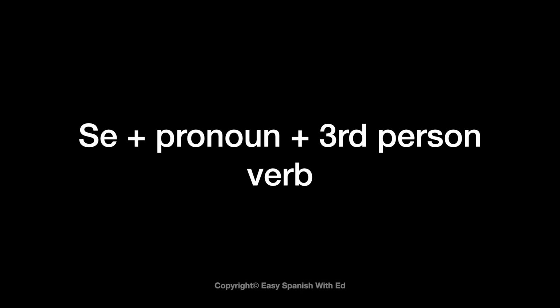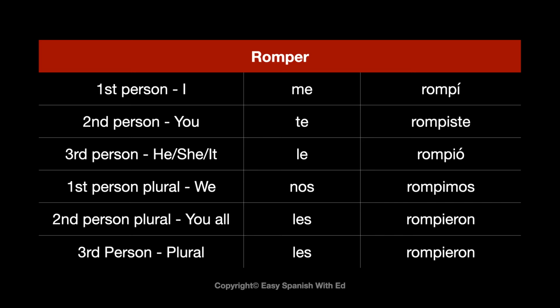Next up we have the accidental se. This construction is very common in Spanish, and it is used to convey a sense that something has happened unintentionally. Let's look at some examples. It consists of se plus a pronoun plus a verb in the third person. As a reminder, here's the list of indirect object pronouns along with the conjugations for the verb romper, which means to break.